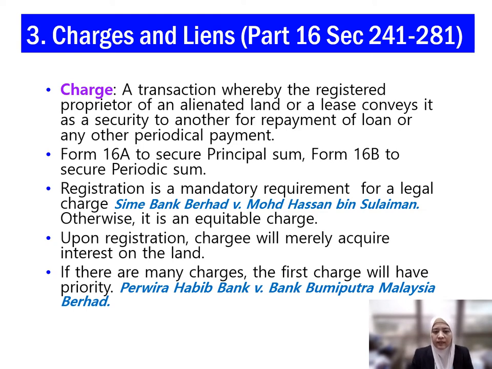So in this case, there's security to another for repayment of the loan or repayment of any periodical payment. So repayment of the loan, if you borrow 100,000, the 100,000 is the principal. Okay, periodical payment is interest on the loan, maybe 10%, 7% or whatever. So that is the periodical payment. Now, for charge, form 16A is used to secure the principal sum. So you register the form 16A on the principal sum, form 16B to secure periodic sum. Okay, so this one the banks will know, charges.